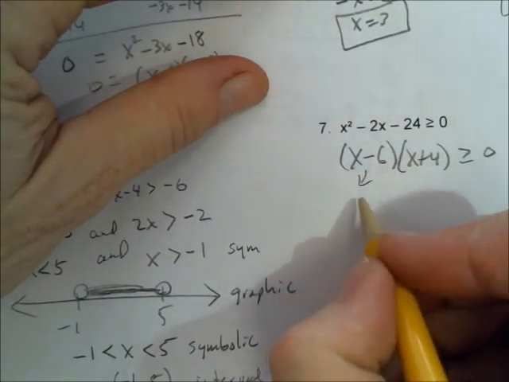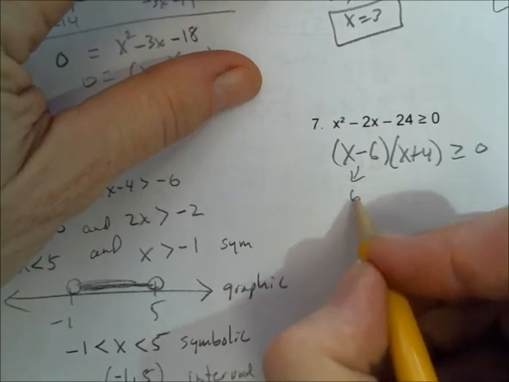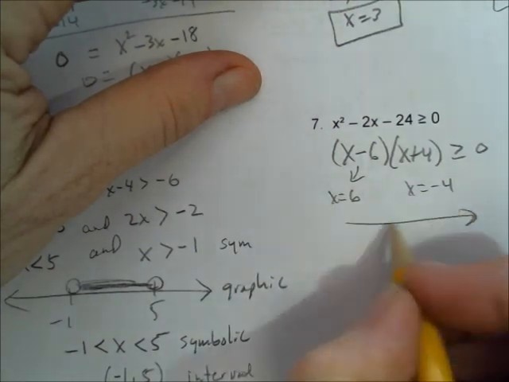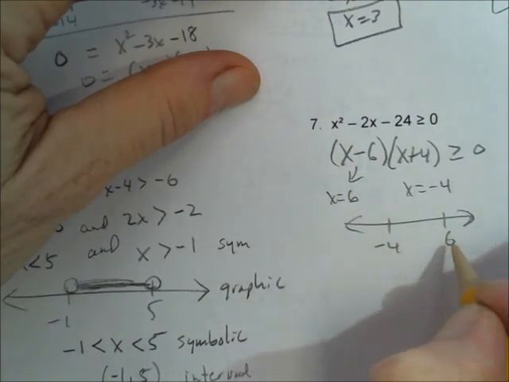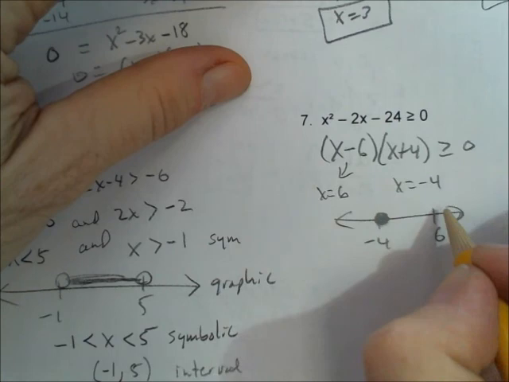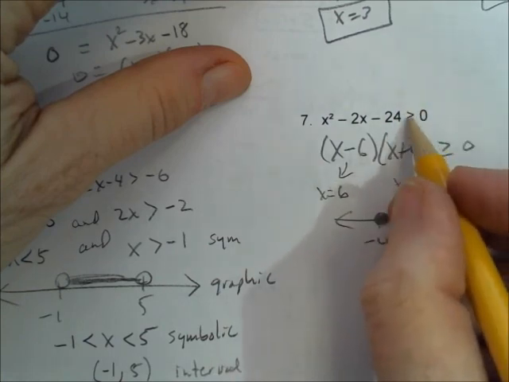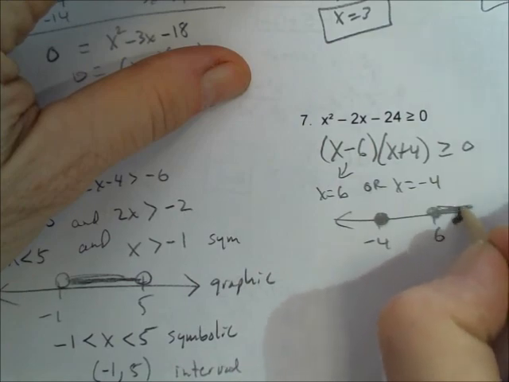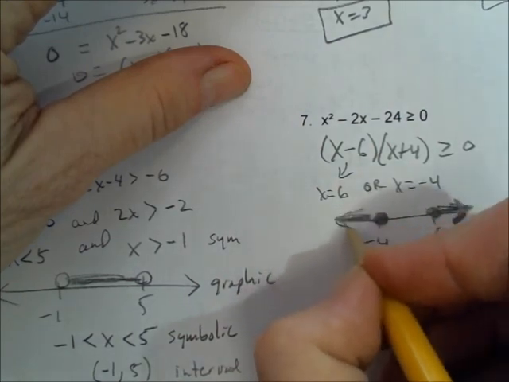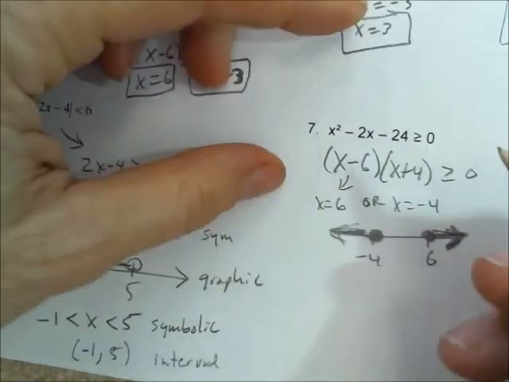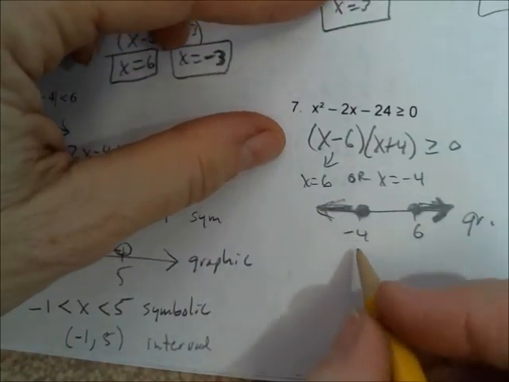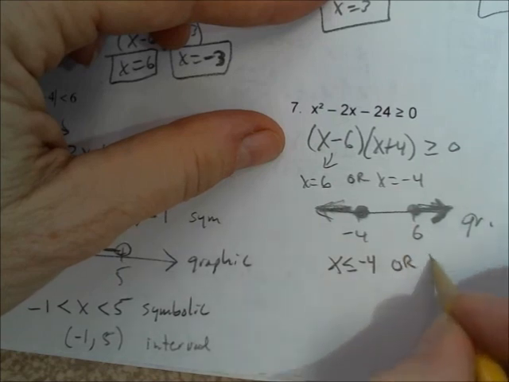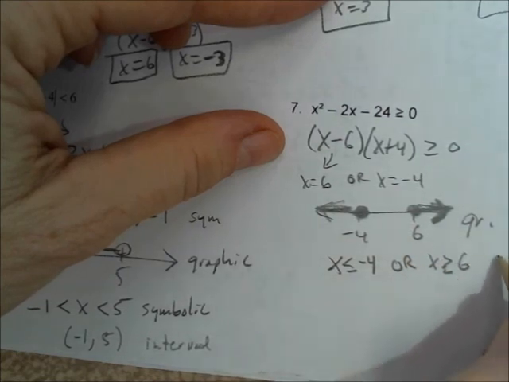Number 7 is a quadratic inequality, so you factor x minus 6 times x plus 4. We're going to find the critical values, 6 and negative 4. We'll put that on a number line, negative 4 and 6. These are filled in circles because it's greater than or equal to, and greater than or equal to is an or. Ors are shaded on the outside. So there's your graphic representation. Your symbolic is x is less than or equal to negative 4, or x is greater than or equal to 6.